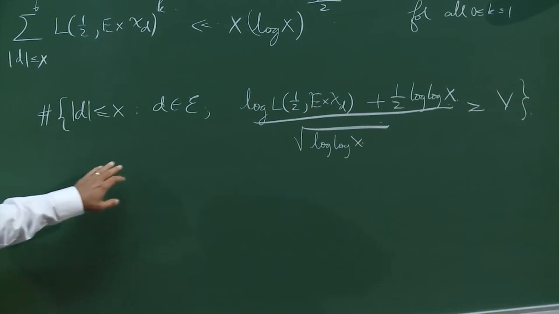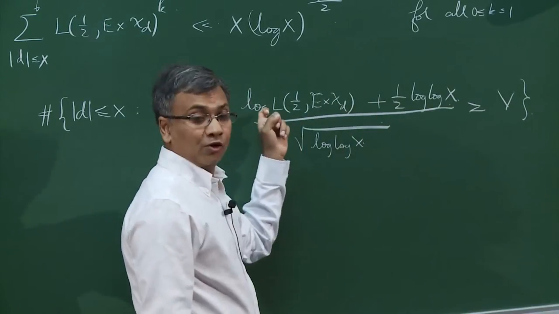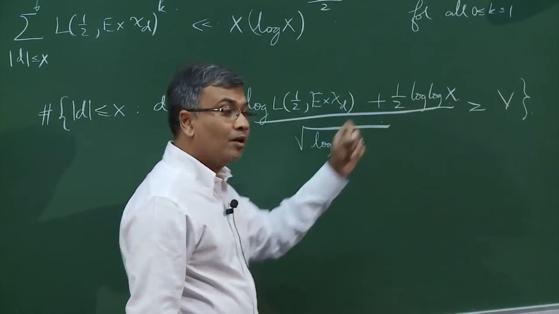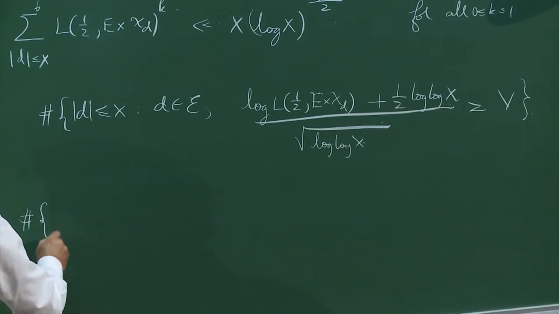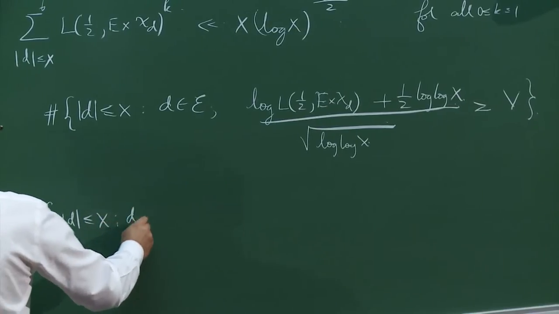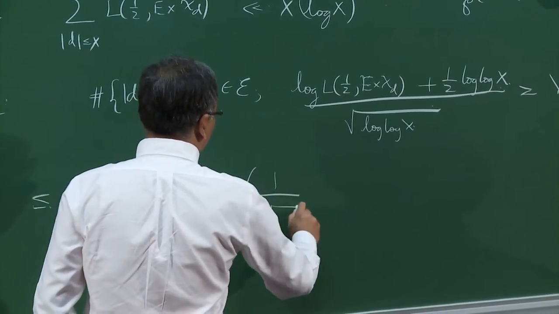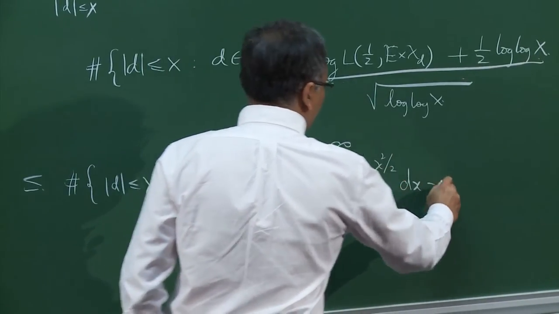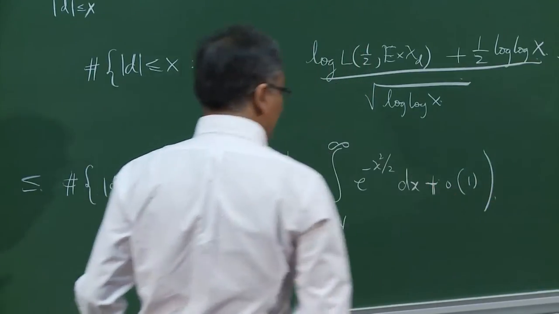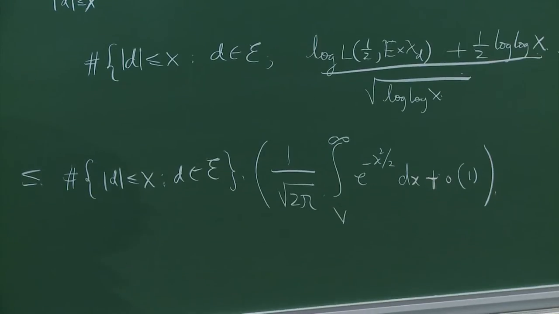Now, this kind of assumes, for example, that this value is not zero, so you can't prove a lower bound for this object, but what we can prove is an upper bound for this object, that this is at most as large as the number of discriminants up to X lying in E times what we would guess, which is the Gaussian, times little o of 1. So in other words, what we would like very much would be an equality here, which we don't know how to prove, but we can prove a one-sided bound towards that conjecture.